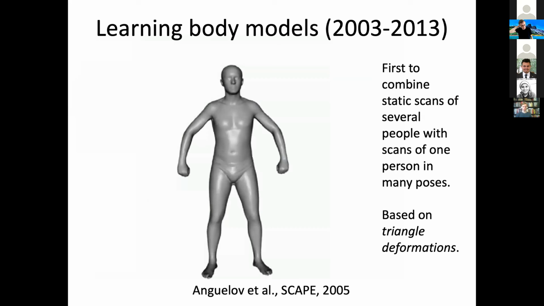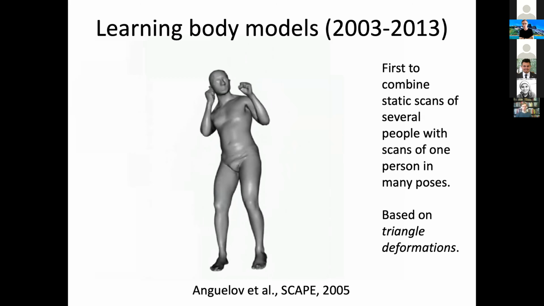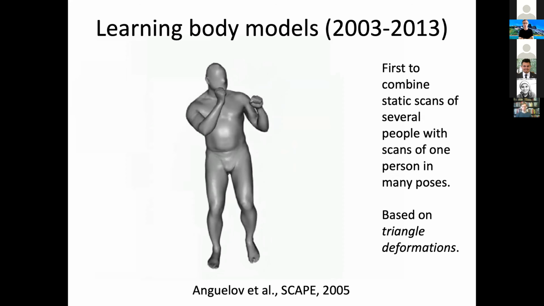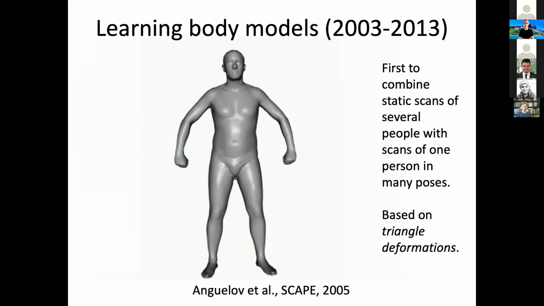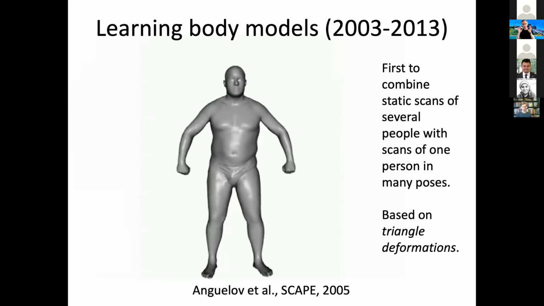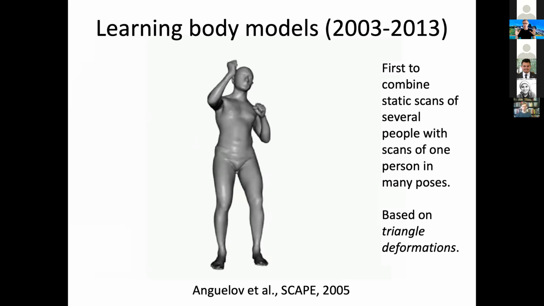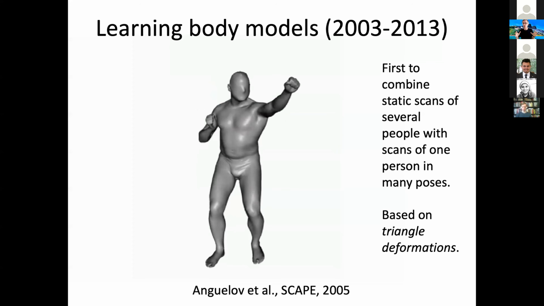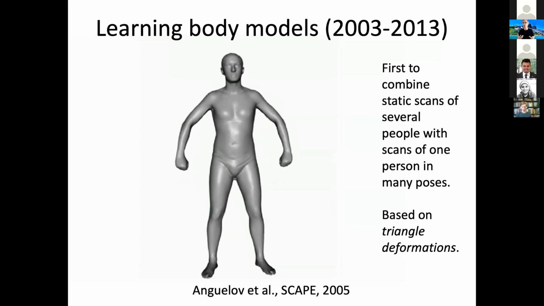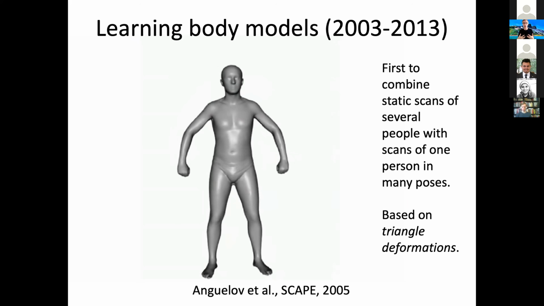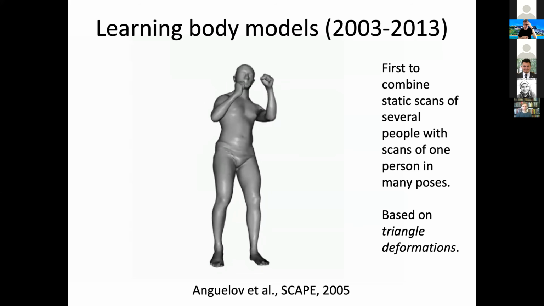The next big breakthrough came in Drago Anguelov's PhD thesis at Stanford, and this was called SCAPE. He scanned a bunch of people in different poses. It was only one person in different poses, himself. And he had a bunch of PhD students in a single pose. Then he put these two things together to learn a model that could deform, change body shape, and change pose. And it was pretty cool.